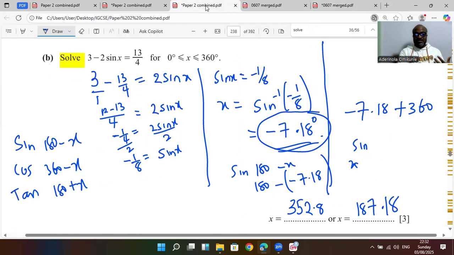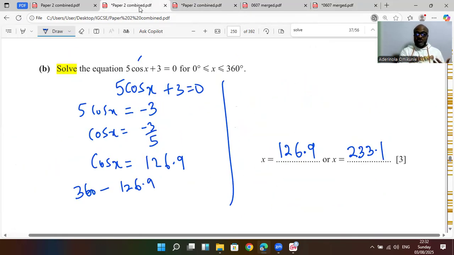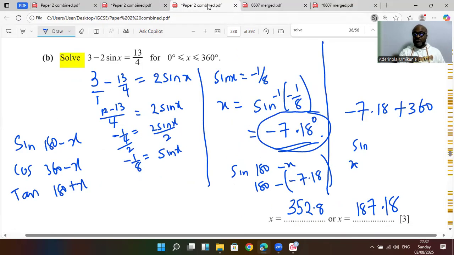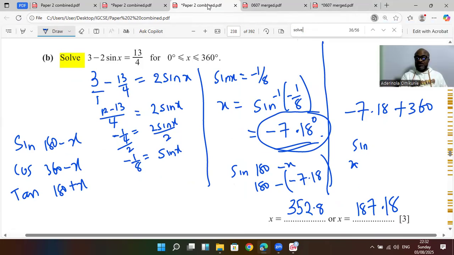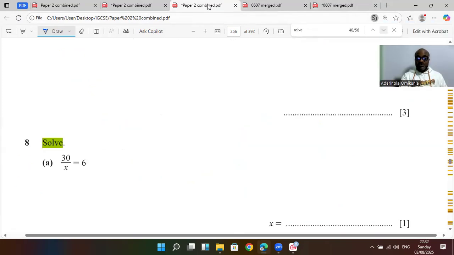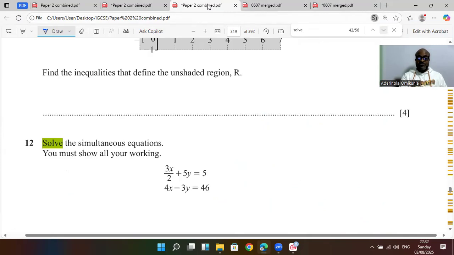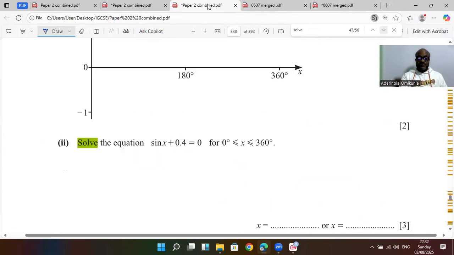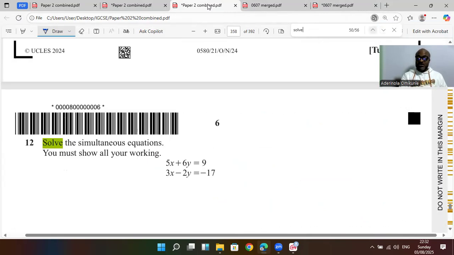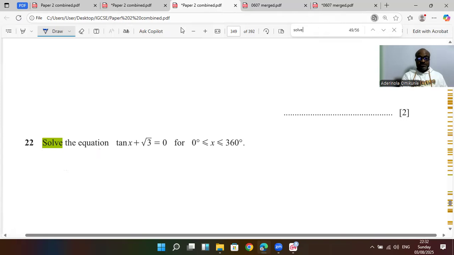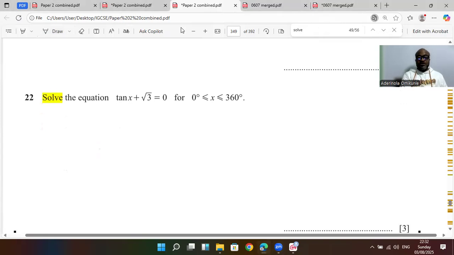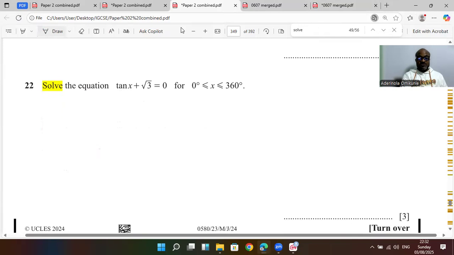Same thing for tan. We can also do the same thing for tan. I don't think I queued any question on tan. Let me see if I can quickly get any question on tan, but it's virtually the same process. Okay, so this is one for tan. This one says tan x. Okay, so let's just solve this. So tan x is negative root 3.